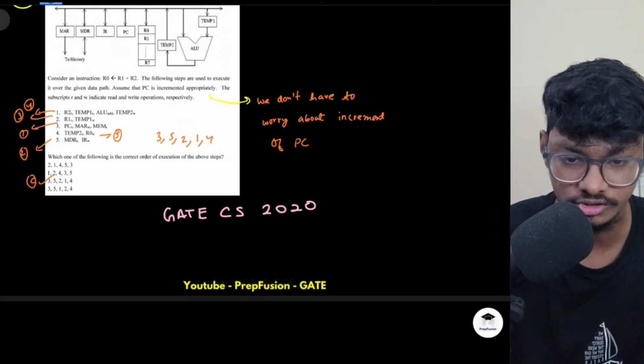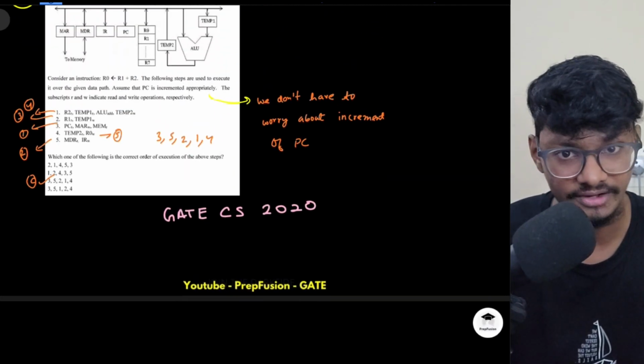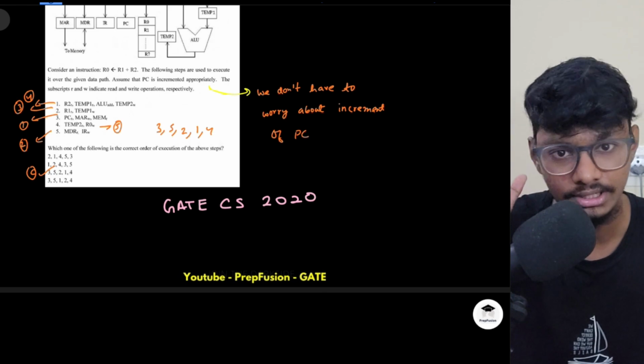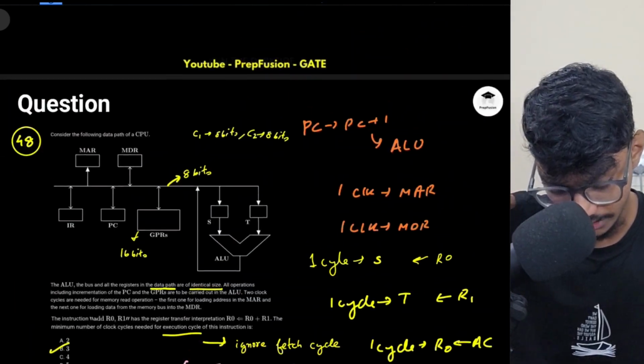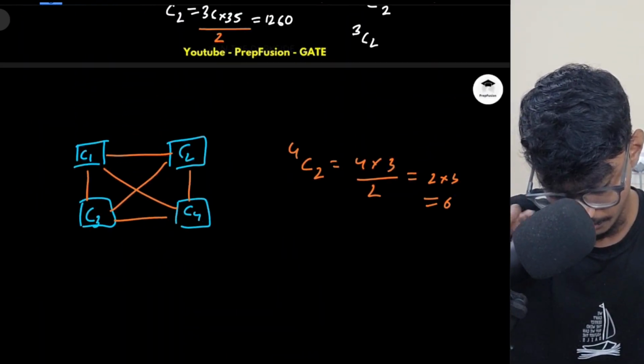So it's not that difficult. You just have to understand the data path, because I've explained what exactly happens in the data path, right? I think I made a mistake here previously.